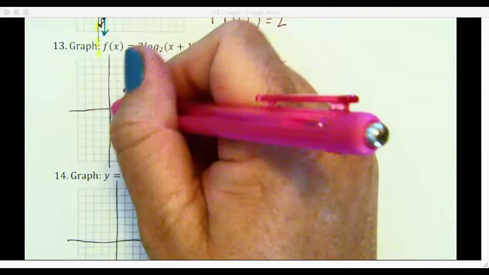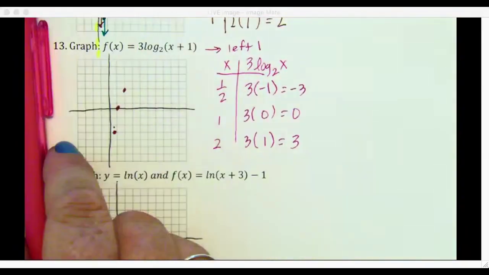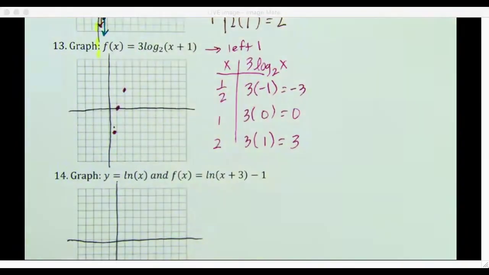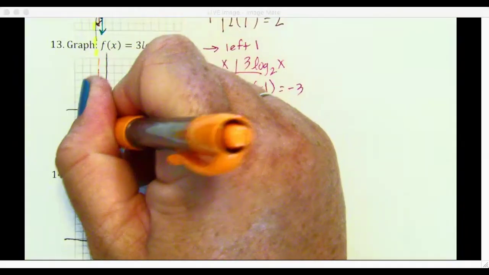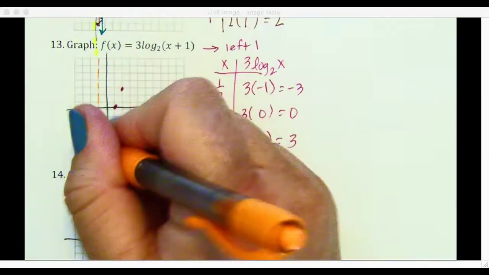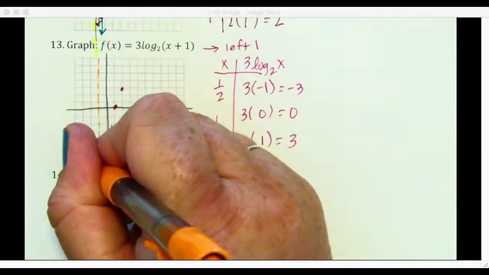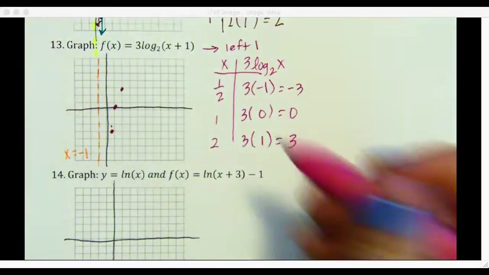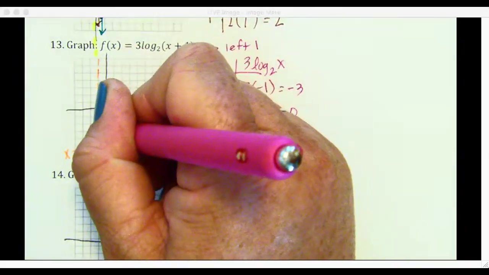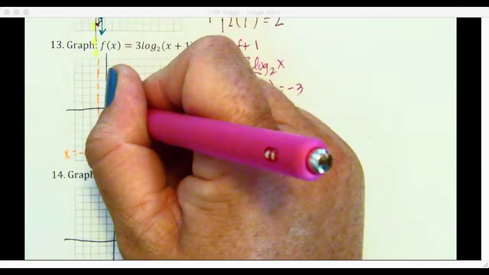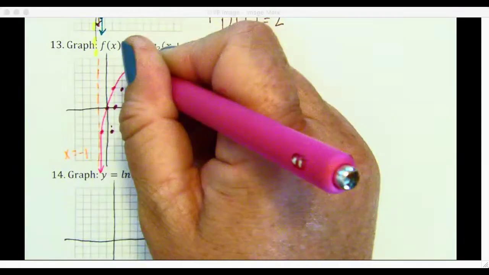So I'm going to move all of these points to the left 1. Moving to the left 1 will also shift my vertical asymptote to the left 1. So now my vertical asymptote is right there at the line x equals -1. And all of these points will move left 1 as well. And so we can see this curve.